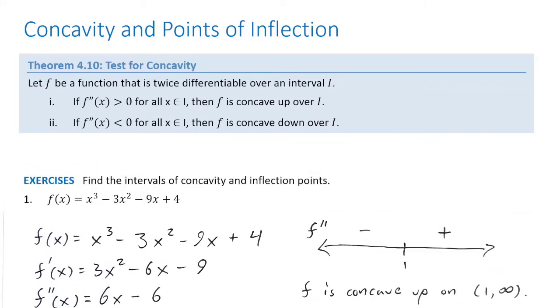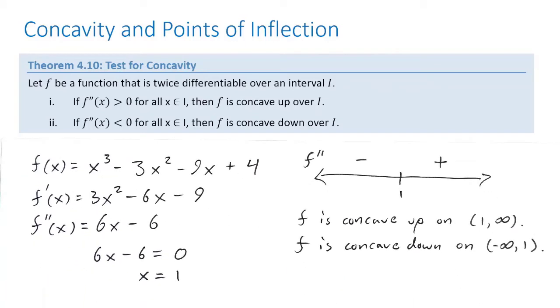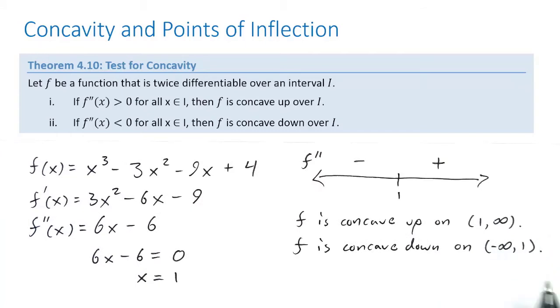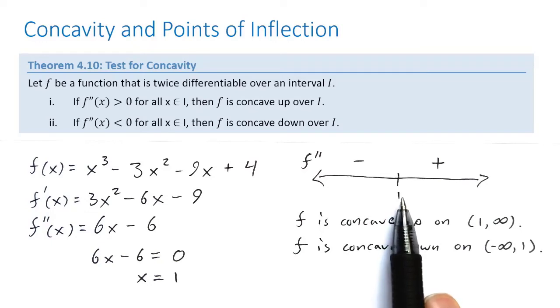We were also asked to find the inflection point. So let's see if we can find that. Well, that is the point at which the function changes concavity. Well, we see it changed from up to down at x equals 1. Now, 1's not a point. We want the point on the graph. So we need the y-coordinate. This is the x-coordinate. To get the y-coordinate, we plug this number in for x.